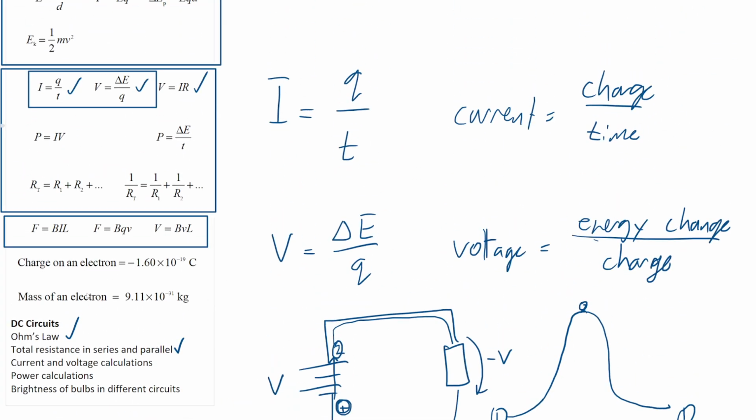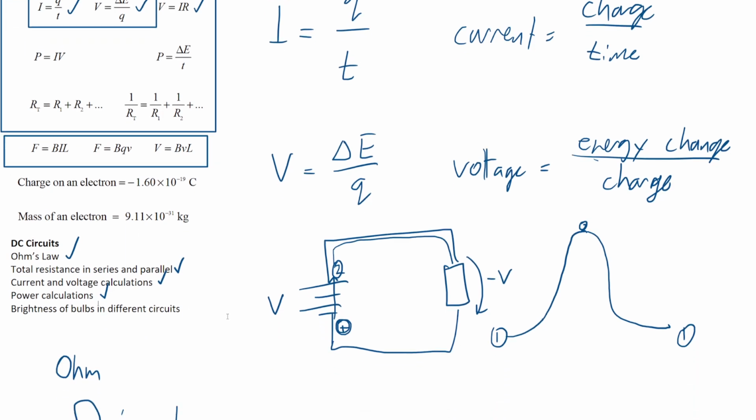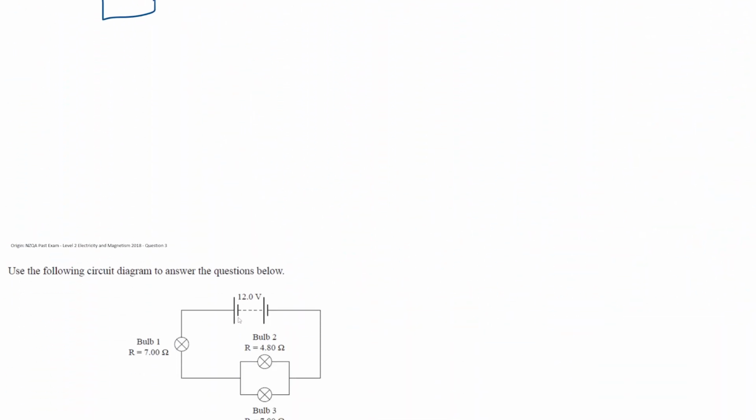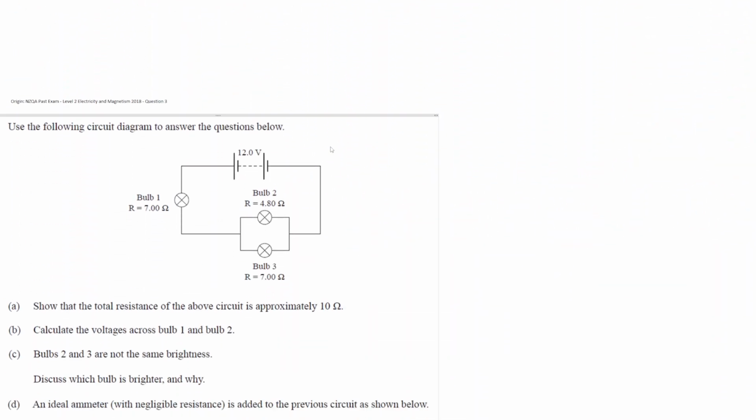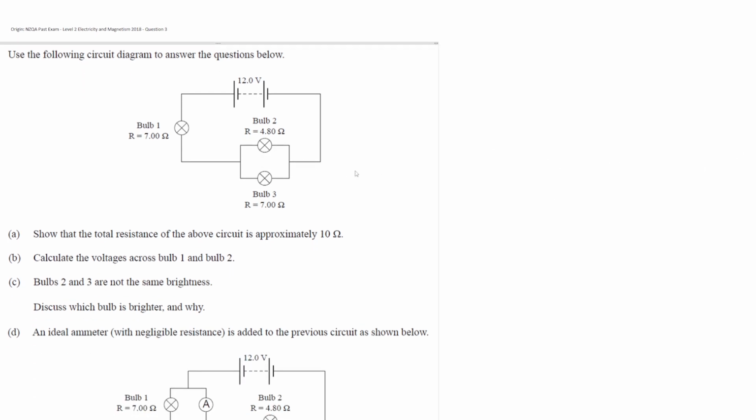Anything left? Current and voltage. I glossed over power, but I trust that you can multiply current and voltage. Usually the hardest part is finding the current and voltage, right? And lastly, we'll talk about brightness of bulbs. So actually, I'll give you a sneak peek at your homework, which is this question. The 2018 Electricity and Magnetism paper, question 3.